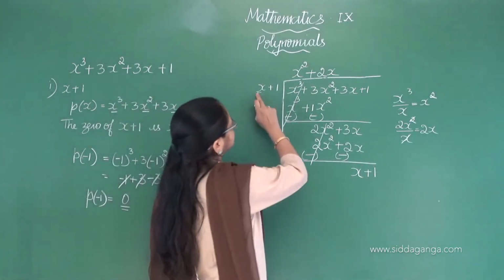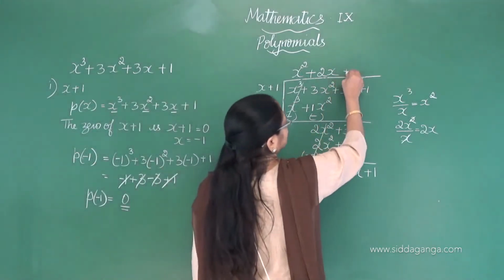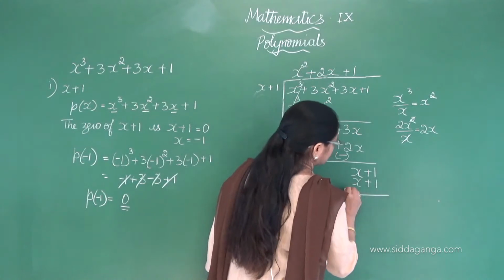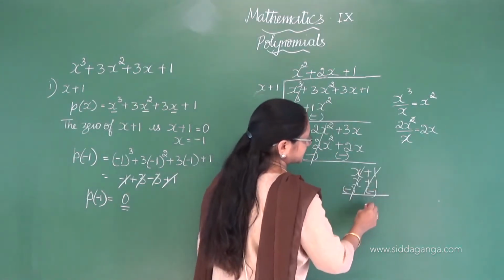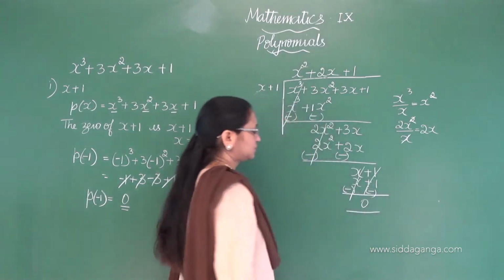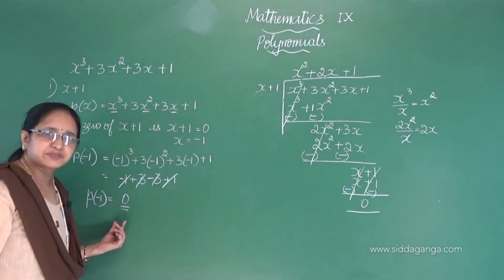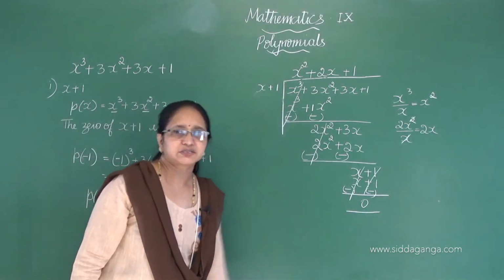So, the last one: here it is understood, x plus 1 into 1 is nothing but x plus 1. Now, change the sign. So, here it gets cancelled, giving you 0. See, the remainder is 0. So, if you do it in this method, the remainder is 0. If you do it in the long division method also, the remainder is 0.